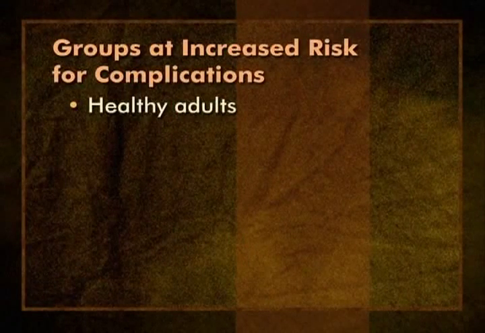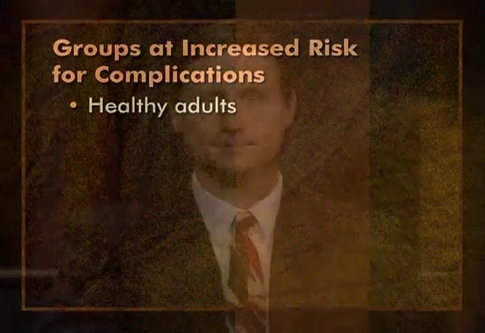Some groups are at increased risk for complications of varicella. For example, healthy adults are 25 times more likely to die from varicella than healthy children. Although adults make up only about 7% of varicella cases, they account for most varicella deaths. Of the 16 varicella-related deaths in 2003, 15 were adults 20 years of age or older. Adults are often infected by their unvaccinated children.